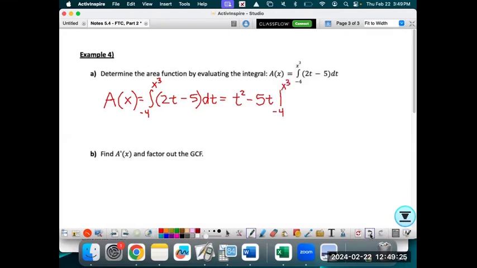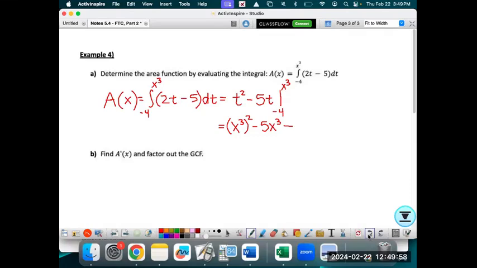All right, plugging in my upper bound. So that's going to be x cubed squared minus 5x cubed, minus, and this time I really do prefer switching the signs when I plug the lower bound into my antiderivative. That's just skipping a step. It's basically distributing the minus to the antiderivative of your lower bound. So I'm just going to do that right off the bat.